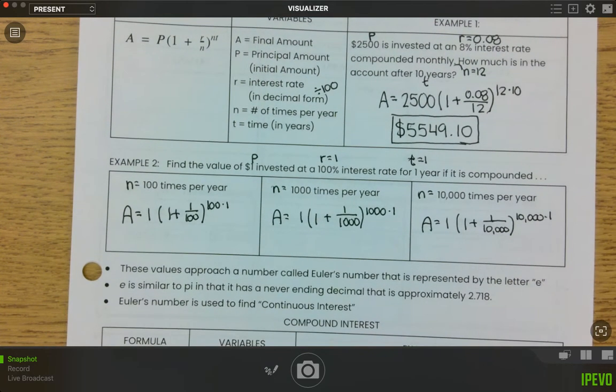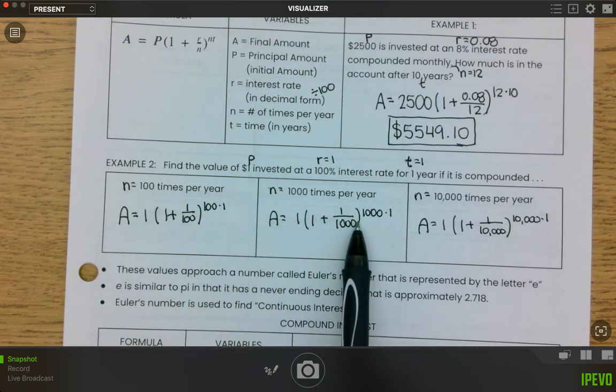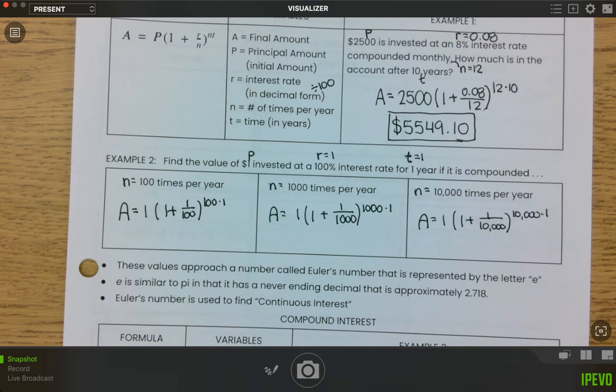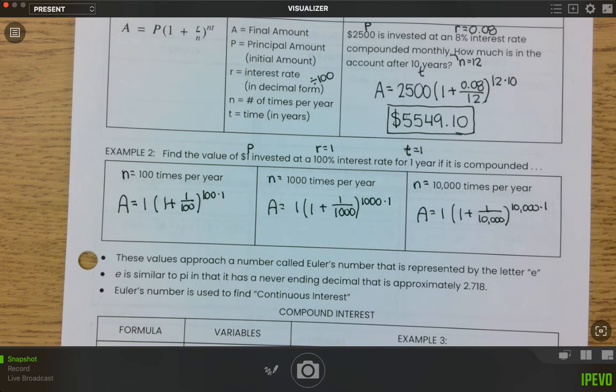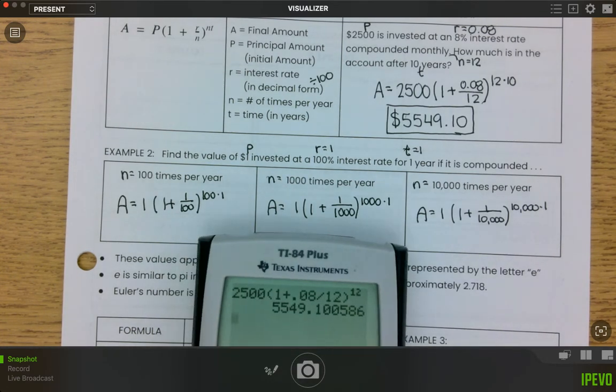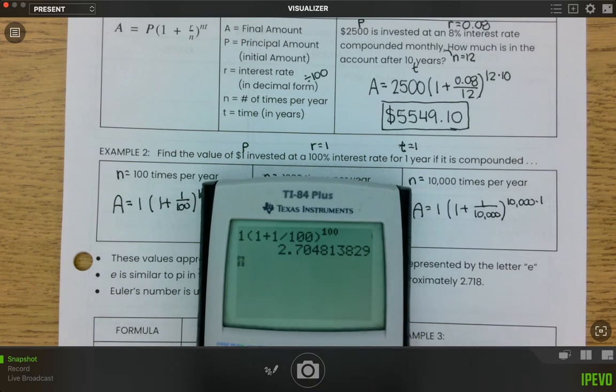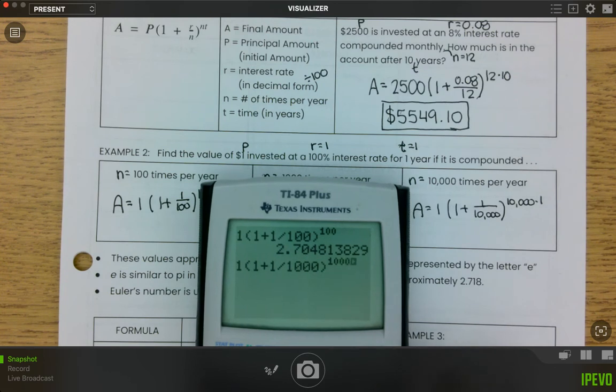And I'll give you a second to make sure you have those set up too. It's just easier to see them all first. So we're just changing this number down here and here. Go ahead and pause the video if you need an extra second to write that down. And I'm going to type this in. Okay, that's with the 100. Now let's try the 1,000. And the 10,000.